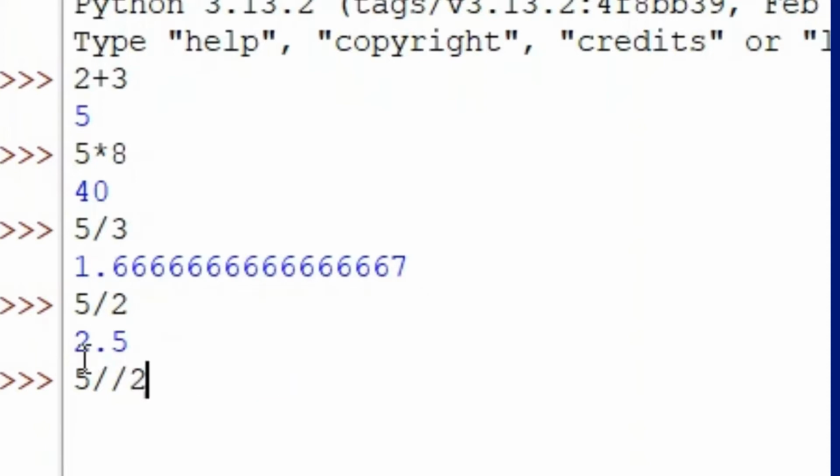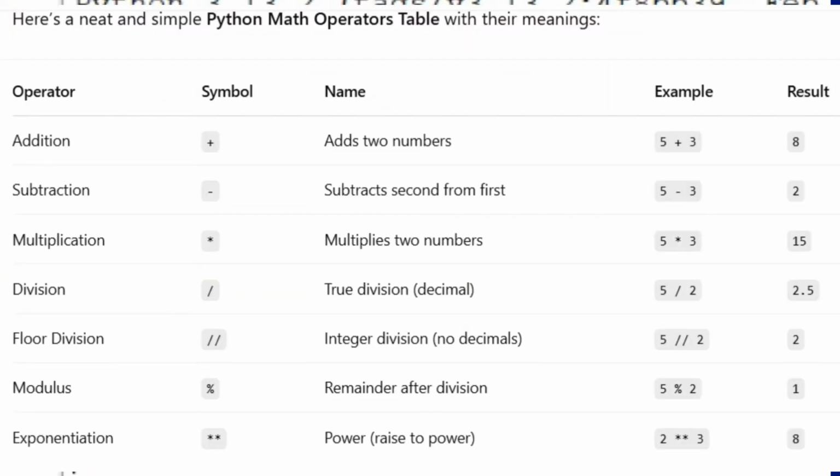In Python, a single slash is used for decimal or true division. It returns the result with decimal points. A double slash is used for floor division. It gives only the integer part of the result. The percent symbol is used for the remainder or modulus operation. And the double asterisk is used for exponentiation, to raise one number to the power of another. Write down this table in your notebook.